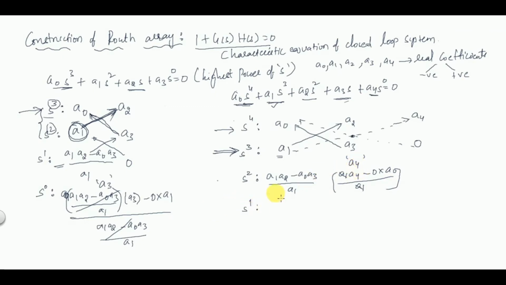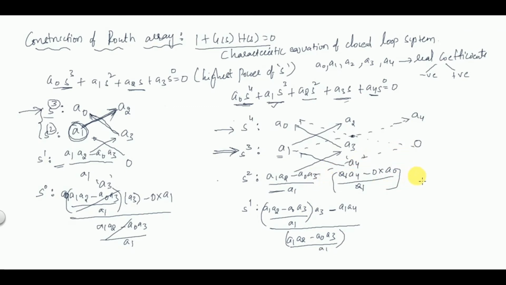Right, next s power 1. S power 1 is the same: this multiplied by this, and a4 multiplied by a1 divided by this. So (a1 a2 minus a0 a3) divided by a1, multiplied by a3, minus a4 into a1 a4, divided by (a1 a2 minus a0 a3) divided by a1. Since for the next, this is multiplied by 0 and this is also multiplied by 0, everything becomes 0, so we don't have to write it. So s power 0 is obtained by multiplying this total term with a4 and dividing by this total term. When you multiply by a4 and divide by the same, you'll get only a4, so that will be the Routh array.